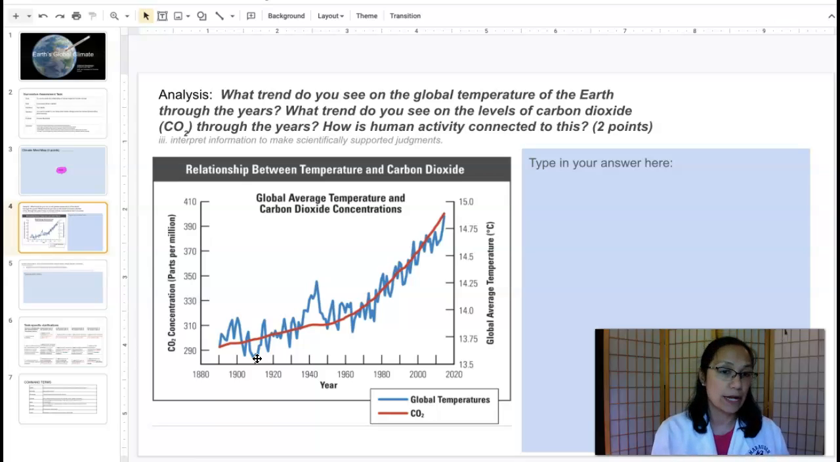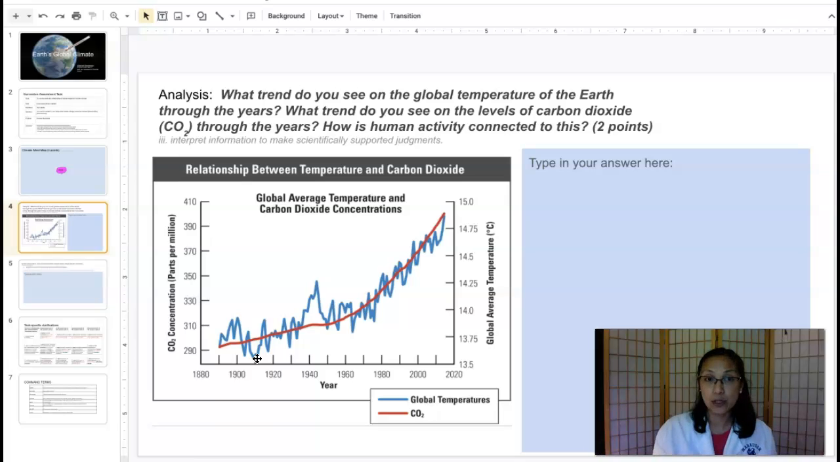And then the last one is, how is human activity connected to this? Or is human activity connected to the amount of carbon dioxide in the atmosphere, which scientists have correlated has something to do with the global temperature, right? And we've talked about how greenhouse gases, carbon dioxide is one of the greenhouse gases, has the ability to trap heat. The greenhouse effect is a natural thing.